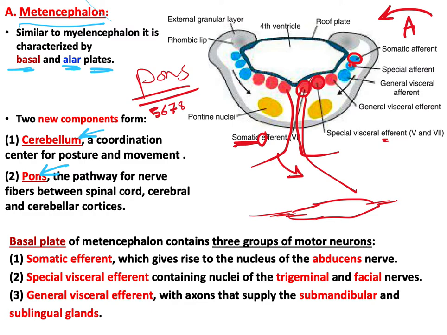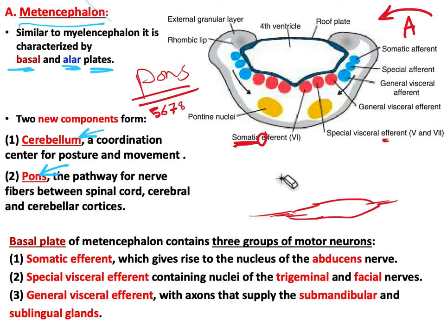This is general visceral efferent. This is general visceral afferent, right? So they are arranged in this way, so it's easier to remember. You start with somatic efferent close to the middle, but somatic afferent at the most periphery. Once you are close to the midline, then special visceral, general visceral, either motor or sensory.